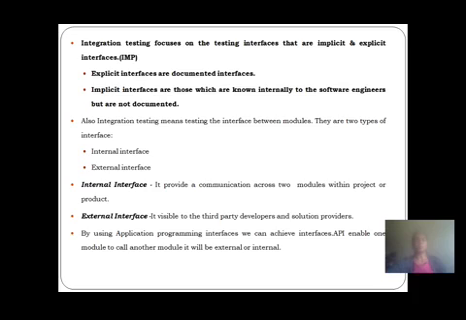Explicit interfaces are always documented interfaces, but implicit interfaces are exactly the opposite. Implicit interfaces are those which are known internally. Known internally means it is not documented, but it should be there. These interfaces are known internally to the software engineers but are not documented, which means the documentation of the implicit interfaces is not maintained by an organization.